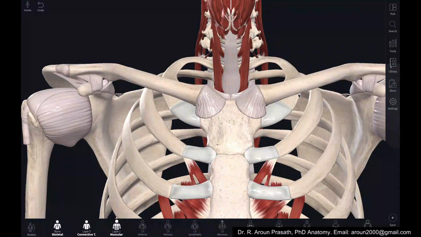Coming to the joints of the upper limb, we have to start with the sternoclavicular joint, then we will go with the acromioclavicular joint, and then the shoulder joints. We call it the shoulder joint complex. I will explain why we call it the shoulder joint complex. Before that, let's not deviate.